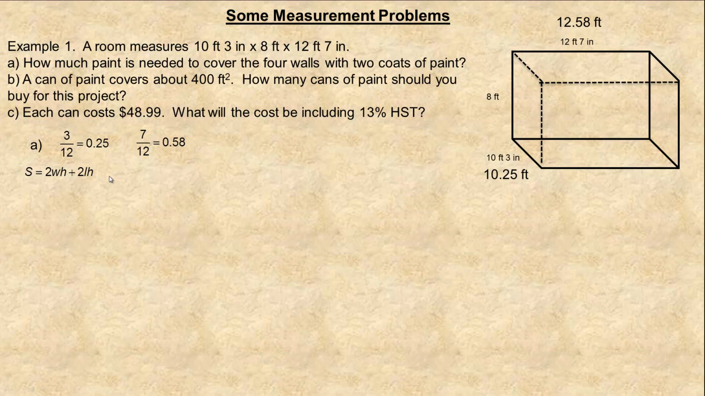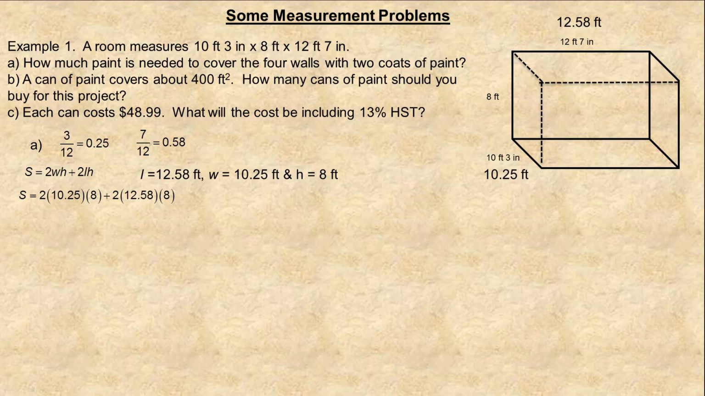So we're going to get rid of that. We do not need that. This is going to be the 4 walls. So I'm going to use 12.58 for the length of the room, 10.25 for the width, and the height is 8 feet. So we're going to fill all that into the formula here in place of W, H, and L. So that's what it would look like.